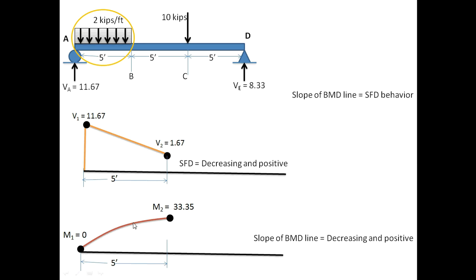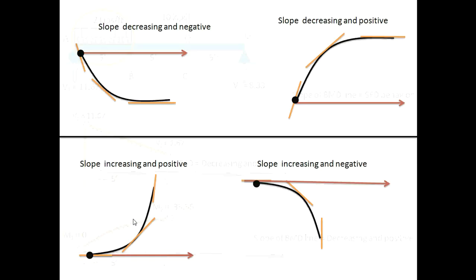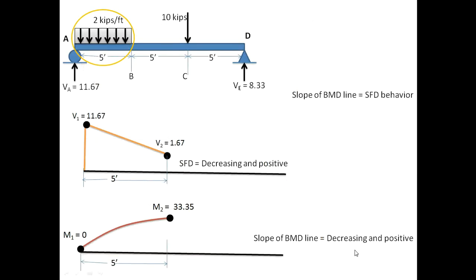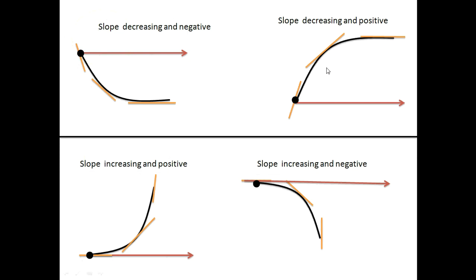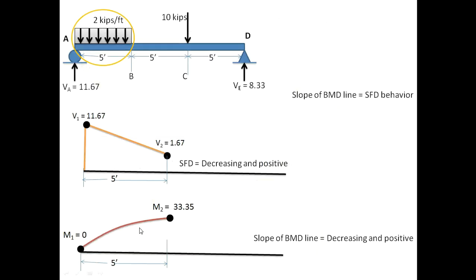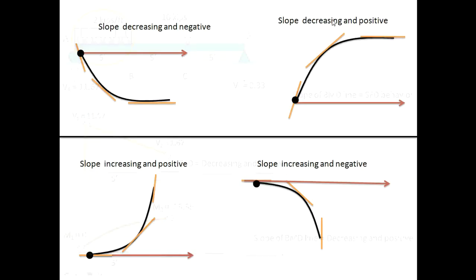How it is decreasing and positive, I will explain now. These are four possible curves that you will face in drawing the BMD line. Here I have drawn the decreasing and positive line. How do I get these terms? I get these terms from this SFD value. This is the decreasing and positive line which I have drawn here. It is positive because it is above my baseline, and it is decreasing.